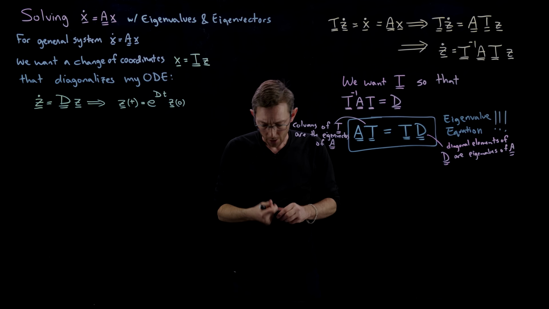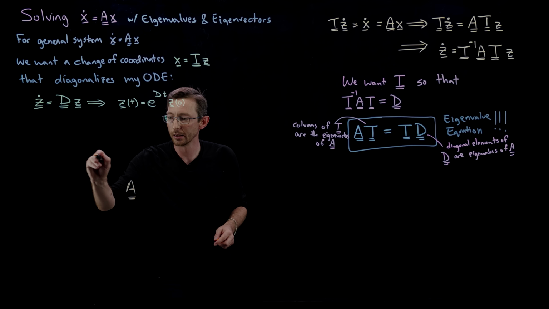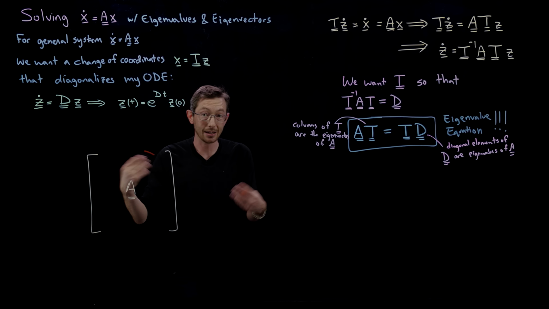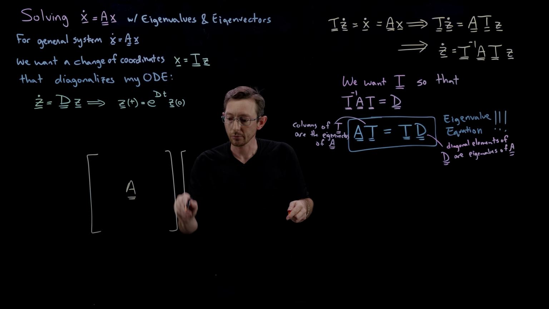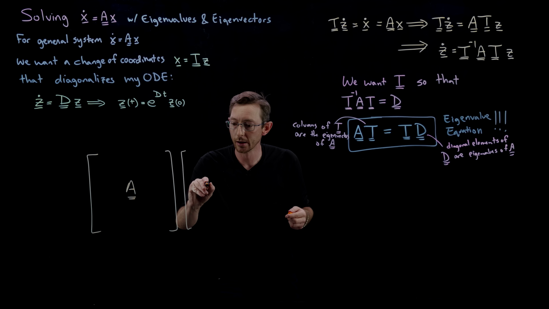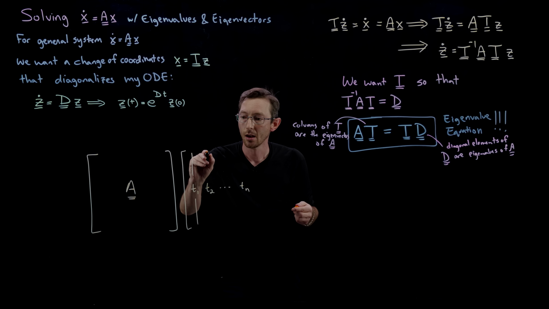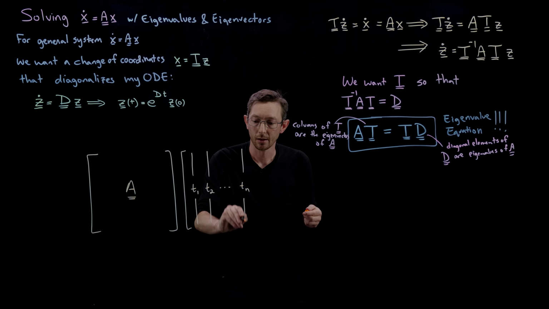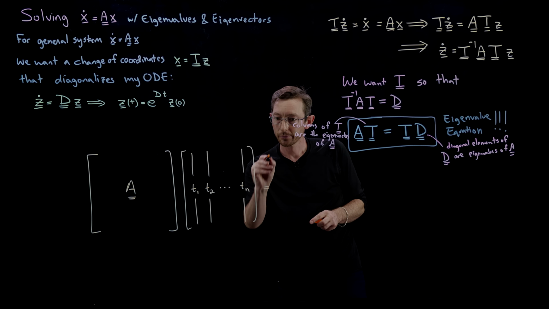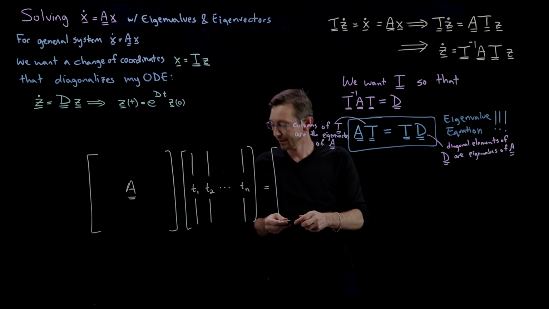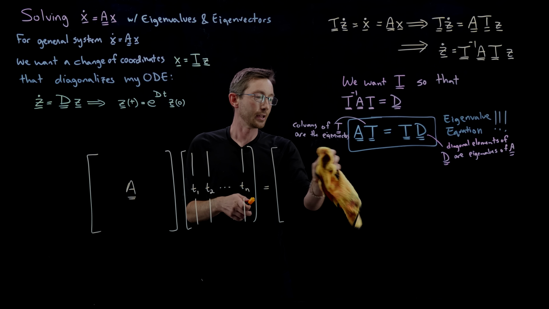Okay, so I have my A matrix here. I'm just going to draw it as a big square matrix. It's an n by n matrix. That's A. This T matrix has columns T1, T2, dot, dot, dot, all the way up to Tn. These are column vectors, where each column vector is an eigenvector of A. Okay, these are the eigenvectors of A.